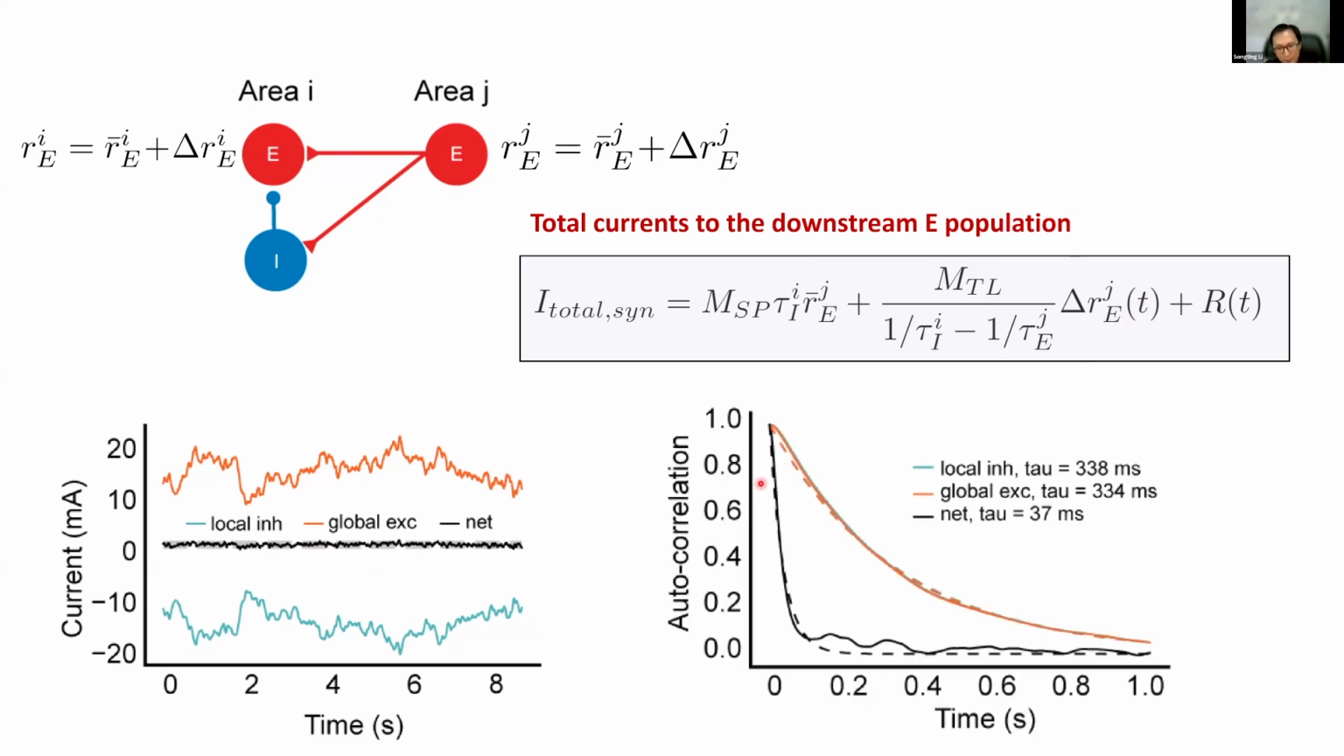And this can be shown by computing the autocorrelation of these currents. If we compute the autocorrelation for the E current and I current separately, we can see that it has a very slow decay, right? So indicating the upstream area's E and I inputs have a very large time constant. But for the net current, if we measure it from simulation and then compute its autocorrelation function, we can see it decays very fast. So it's not contaminated by the upstream's slow time constant.